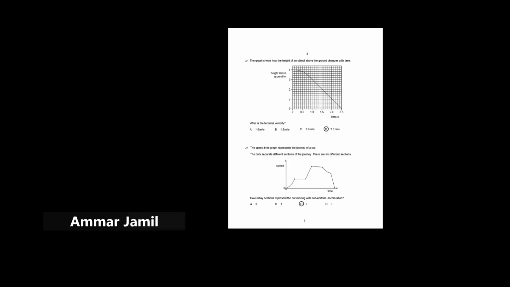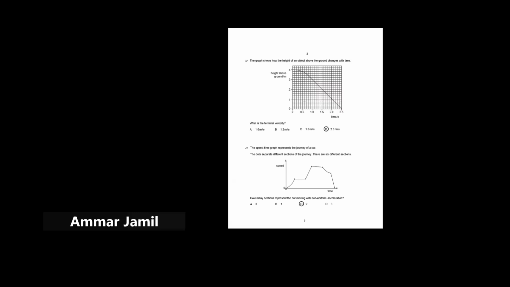An object moves from P to Q in 10 seconds with uniform acceleration. Velocity at P is this, at Q is this. What is the acceleration? So the velocity increases from 5 to 12 in 10 seconds. That is 0.7. So if we divide it, we get 0.7. So B is the choice.